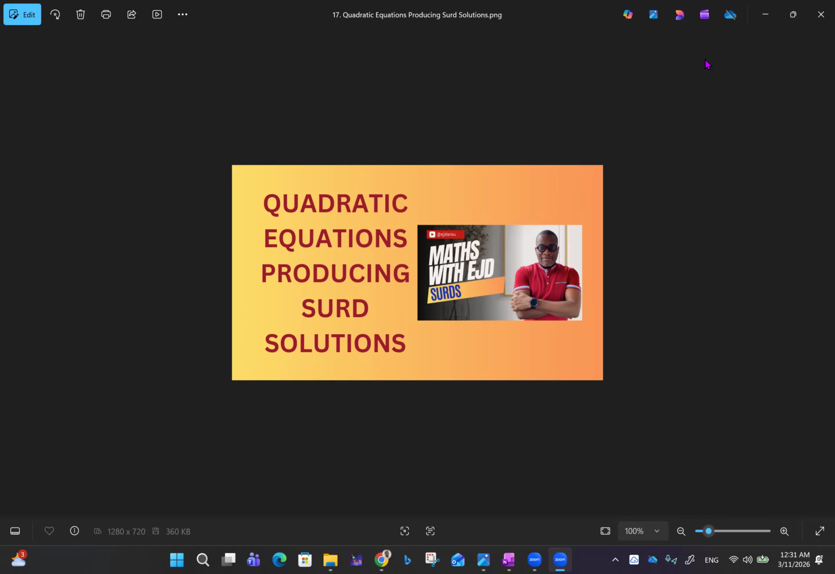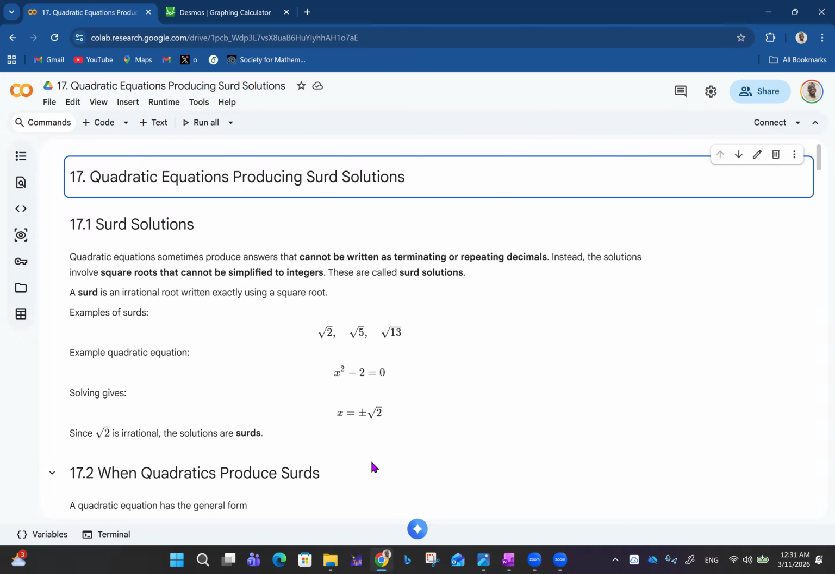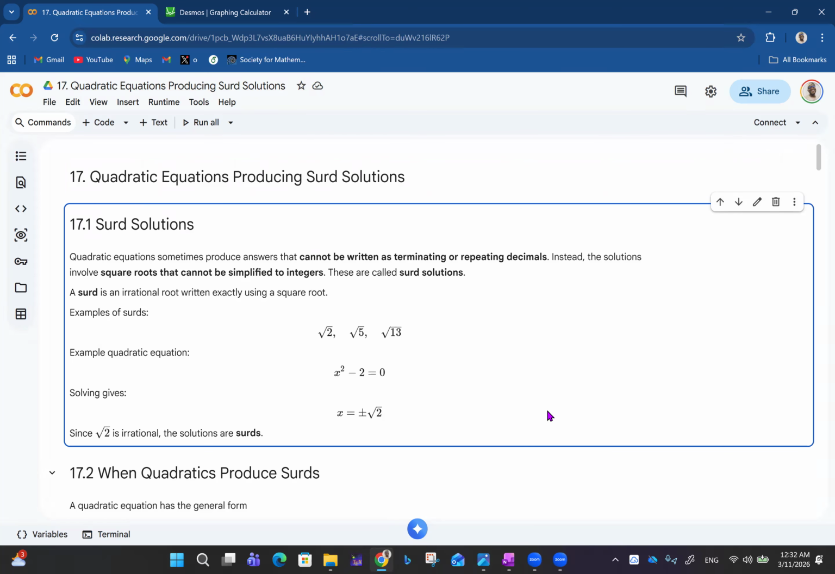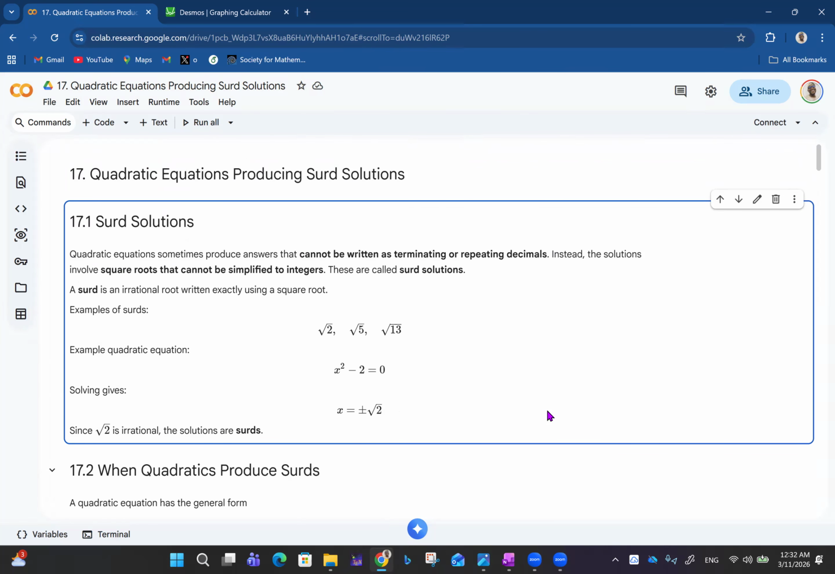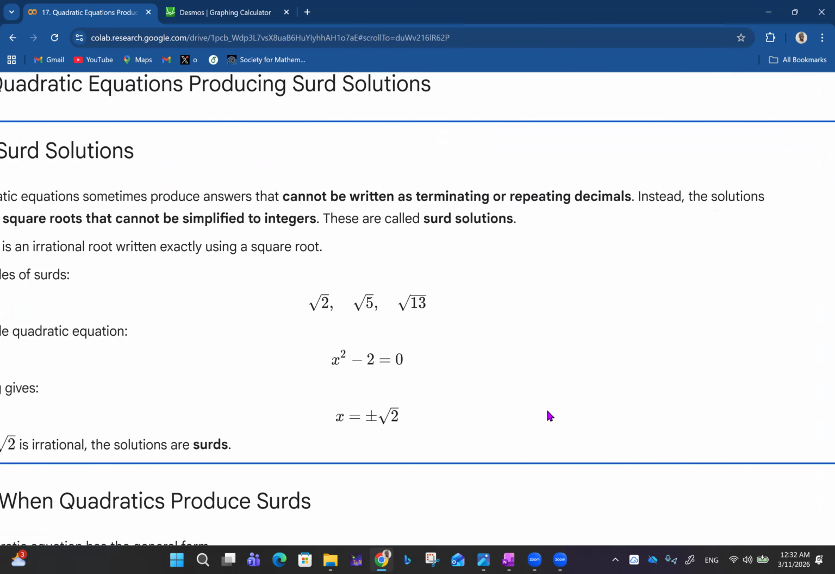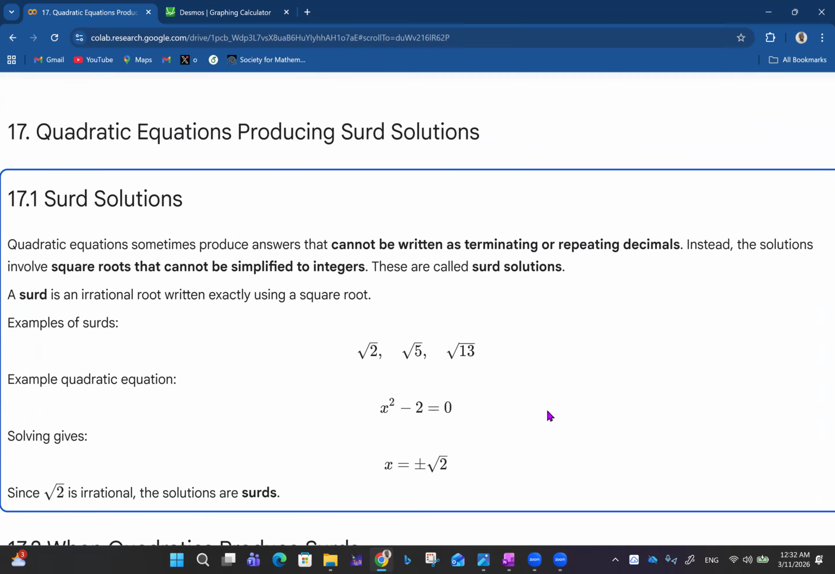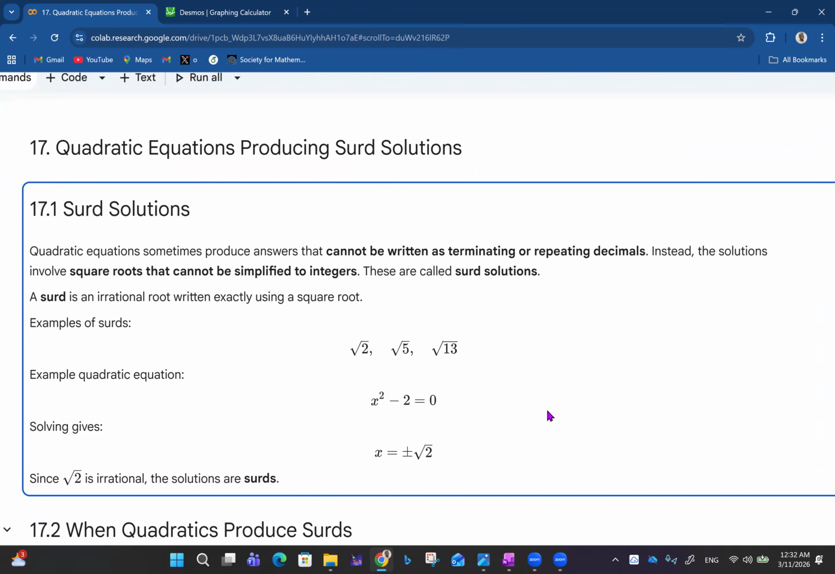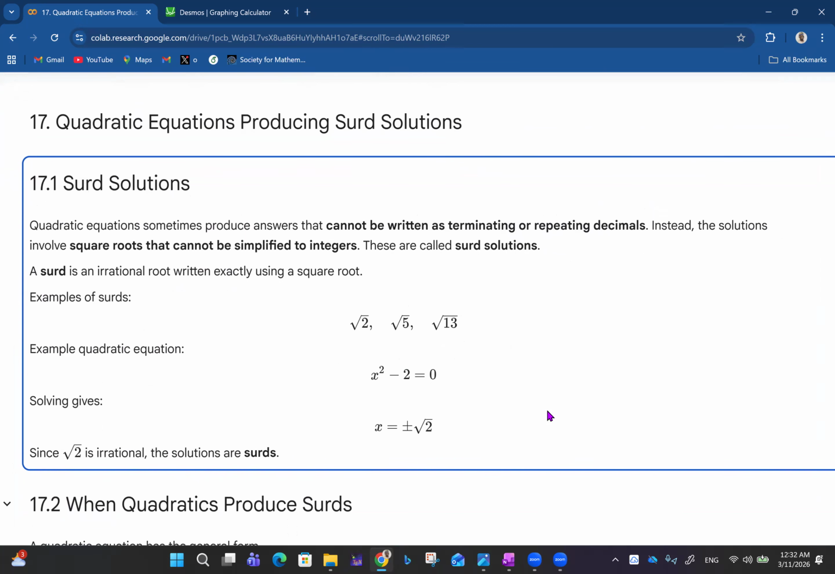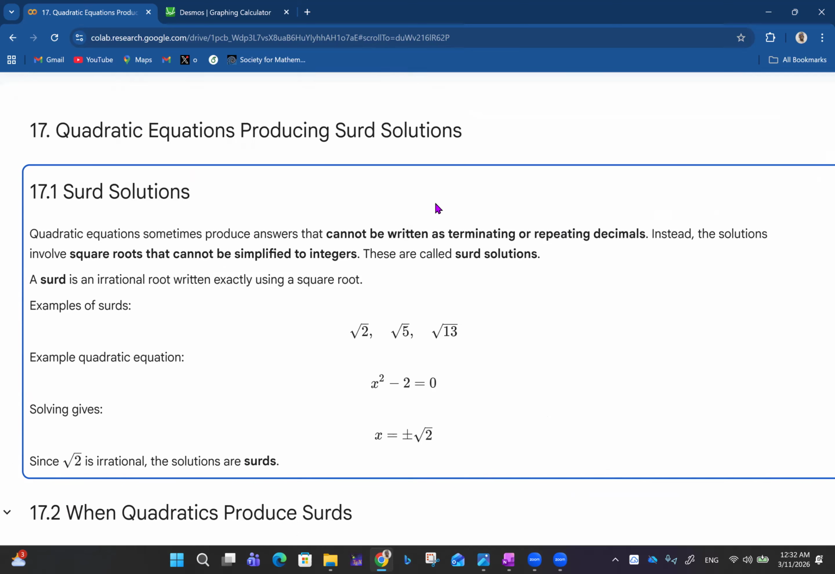We continue with solving equations involving surds as we look at quadratic equations producing surd solutions. Many times when we solve quadratic equations, we get to encounter surds in our solutions. Like that literally happened in the last video. The last question I answered, we had a surd showing up in the solution right there. So that happens a lot. So this is our opportunity to look at it from the angle of surds now.